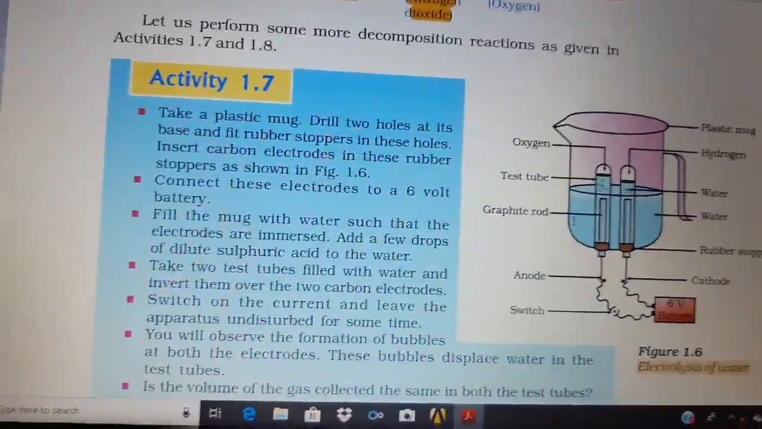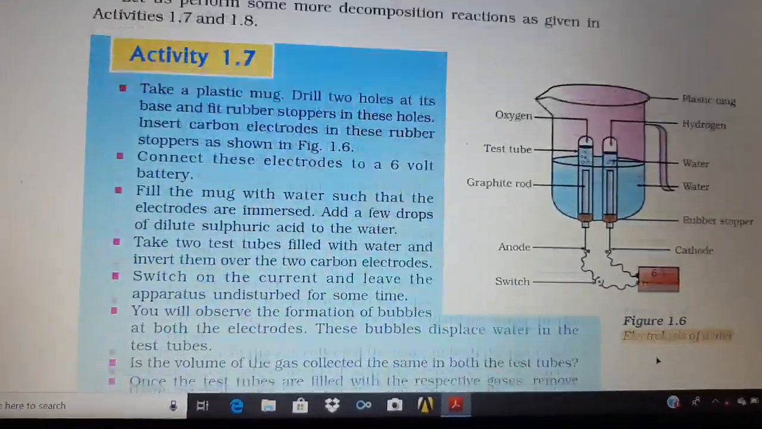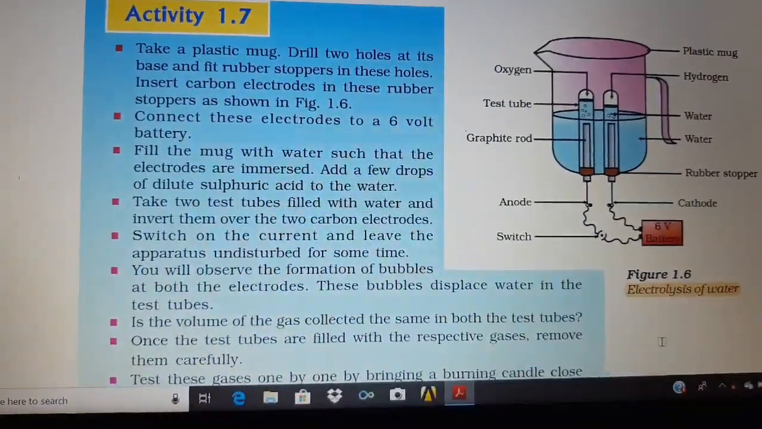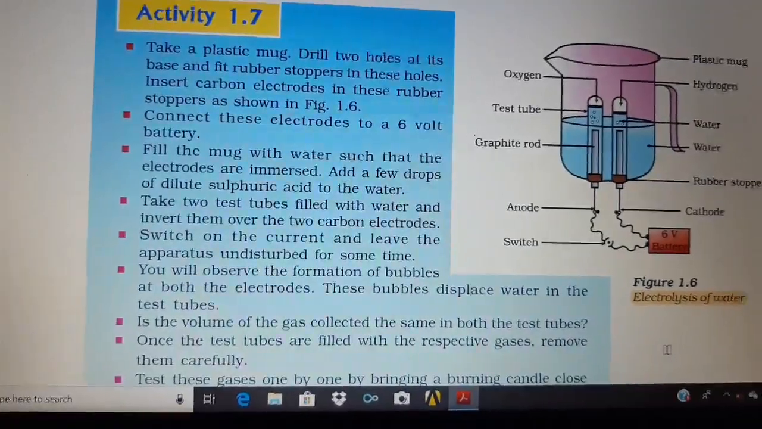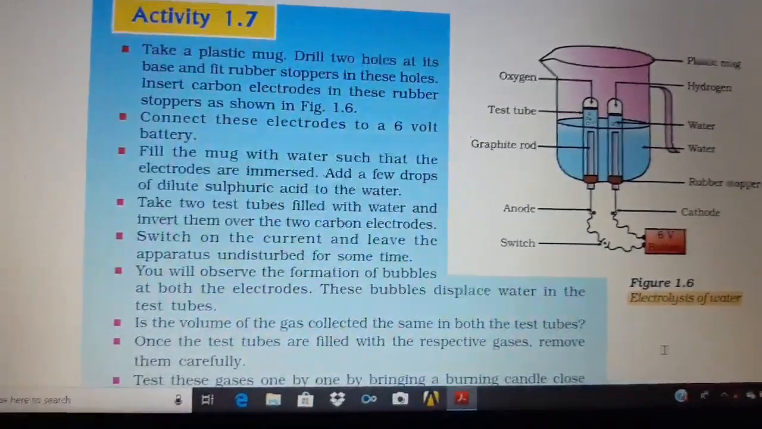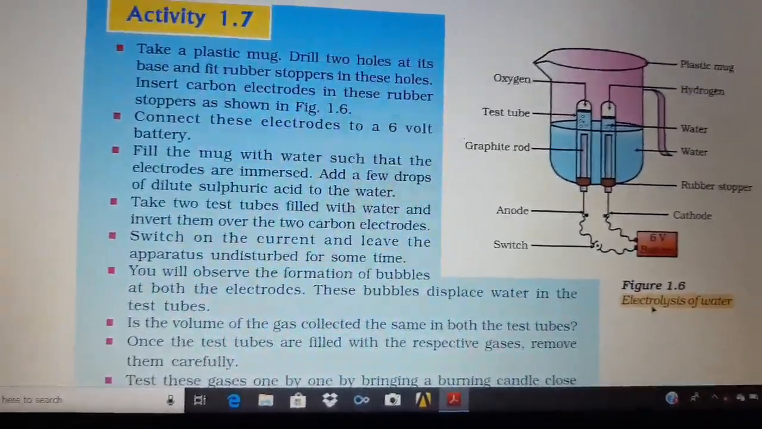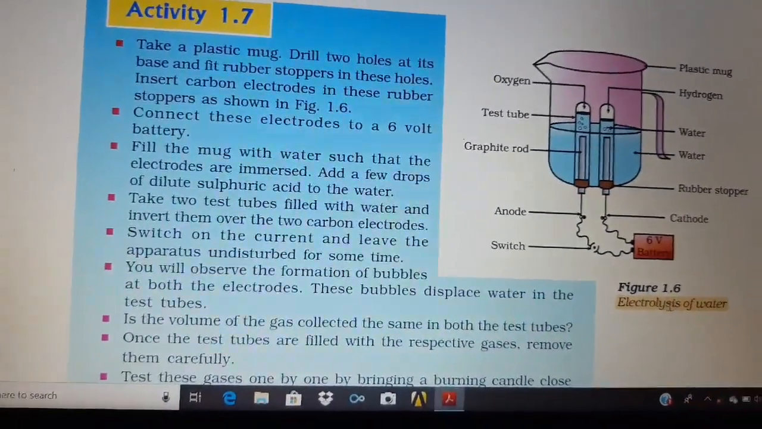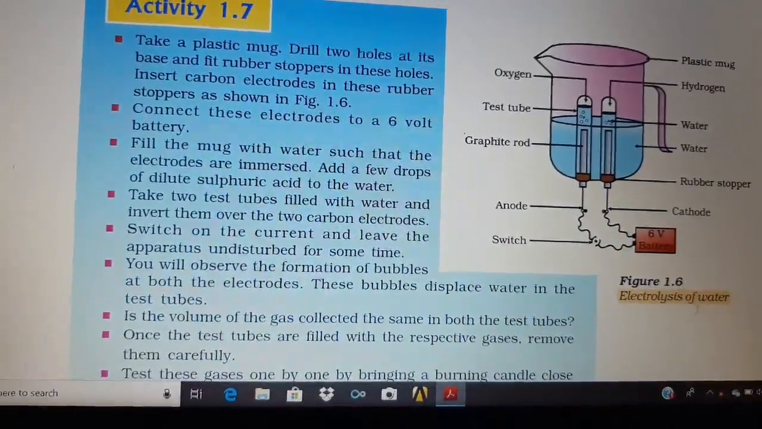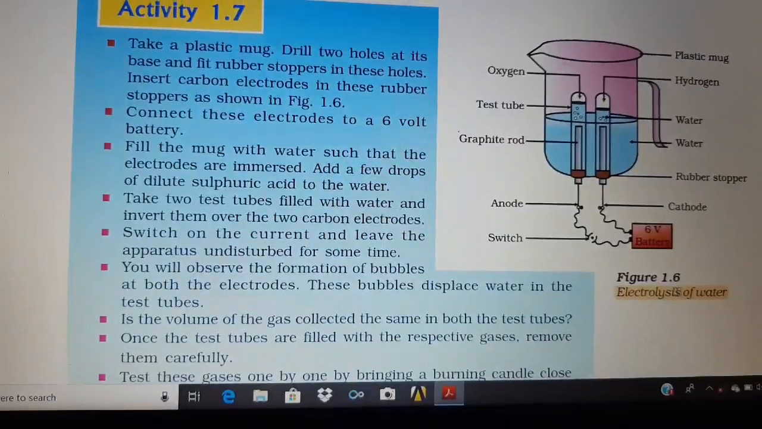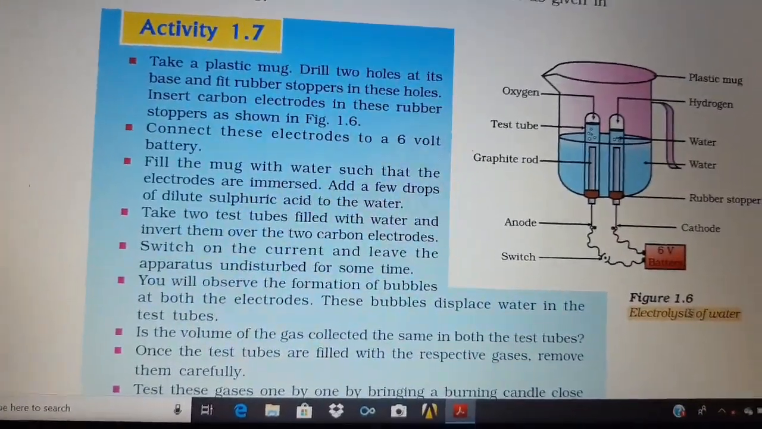Now one more example of a decomposition reaction is the electrolysis of water. Electrolysis is simply the opposite process of the formation of water. For example, how is a water molecule formed? 2 moles of H2 plus O2 gives 2 moles of H2O. In a similar way, when we pass electricity through water, electrolysis is the reverse process of the formation of water, or I should say electrolysis is the breaking of water, that is H2O, into hydrogen and oxygen gas.